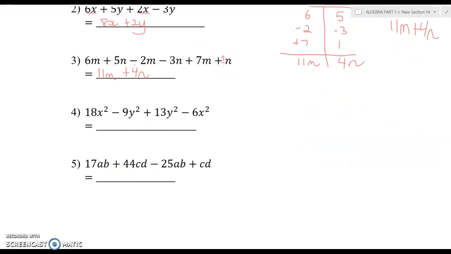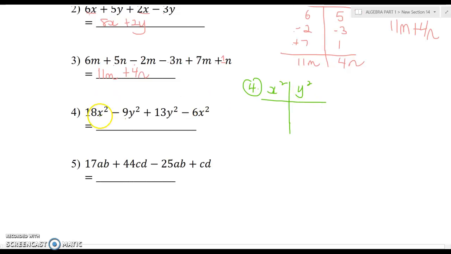Now let's look at number 4 and 5, which looks a little bit scary, but it's not too bad. So number 4, again, you don't have to use the table method. I'm just showing the table method in case some persons are comfortable with the table. So number 4, we have 18x squared minus 9y squared plus 13y squared minus 6x squared. So my two variables here are x squared and y squared. One heading will be x squared and one will be y squared.